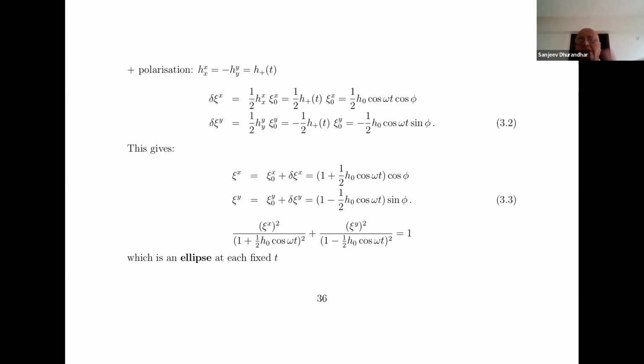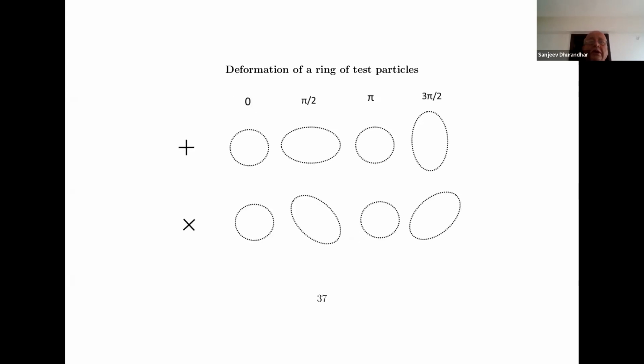But you will have to rotate your frame. The Xi X and Xi Y have to be rotated by 45 degrees, and you will get again an ellipse in the normal form. So the deformation of the ring of test particles looks like this. This is called the plus. When the phase is zero, the circle for the plus polarization is on the top here.